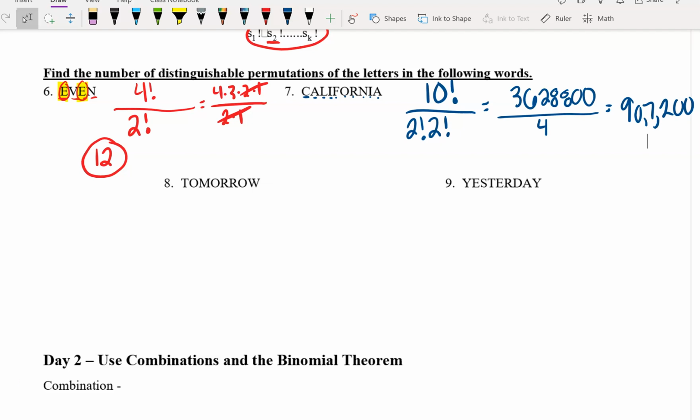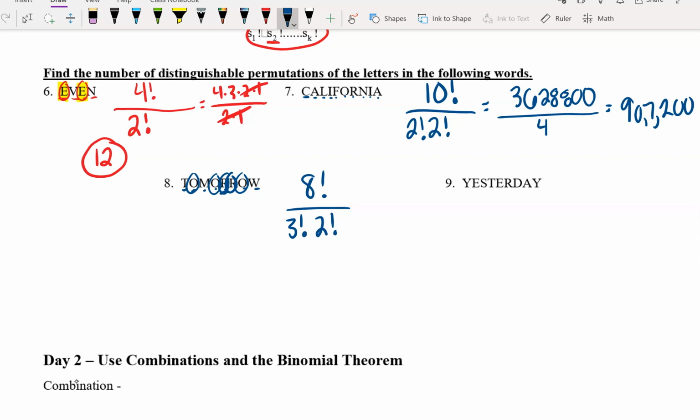All right, tomorrow. We have a total of 1, 2, 3, 4, 5, 6, 7, 8 letters, and we're going to divide by the factorial of how many we have repeating. So we have 1, 2, 3 O's, so 3 factorial. Then we have 2 R's, and that is it for our repeats. So this is going to be 8 factorial divided by 3 factorial divided by 2 factorial.